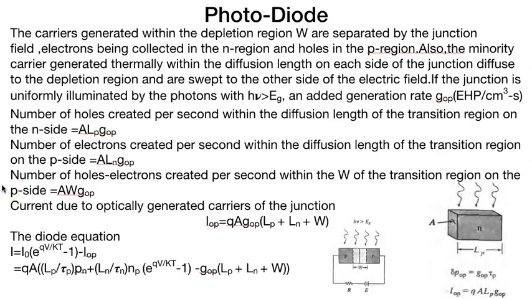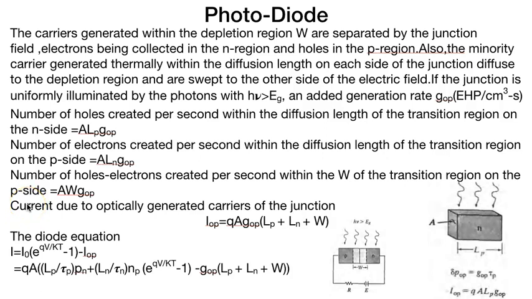If we look at a photodiode, the carriers generated within the depletion region are separated by the junction field, electrons being collected in the N region and holes in the P region. Also, the minority carriers generated thermally within the diffusion length on each side of the depletion region are swept to the other side by the electric field, if the junction is uniformly illuminated by photons with energy greater than the band gap, at an added generation rate G0.